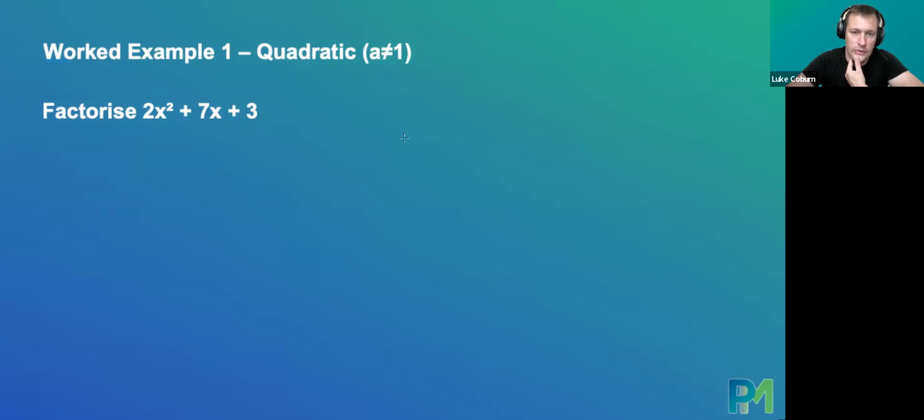Quadratic without a equal to 1. So obviously brackets like so, 2x and x. That 2x and x is the only way to split up this one here. And this has to be either 1 and 3 or 3 and 1. So then we can have 1 and 3, and that will work because 1 by 3 will give us 3. This 3 has to multiply by the 2, and the 1 has to multiply. So that's the 7.